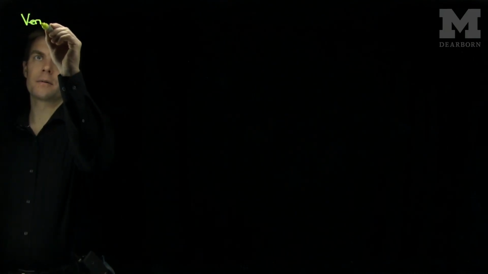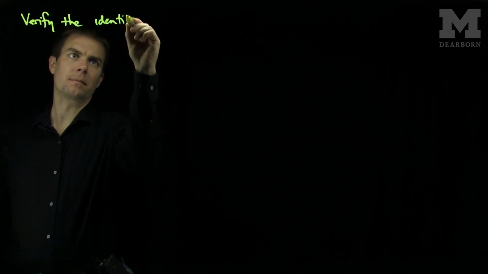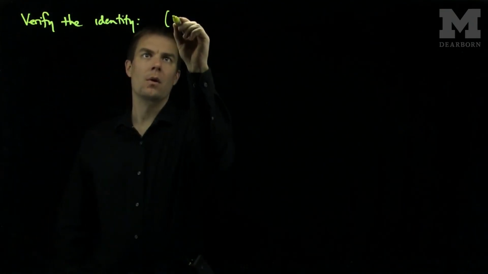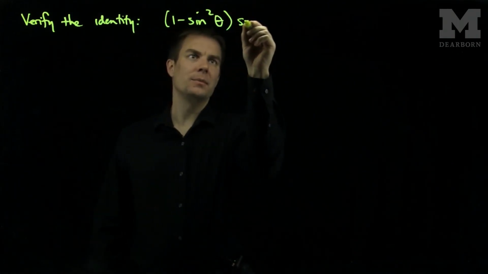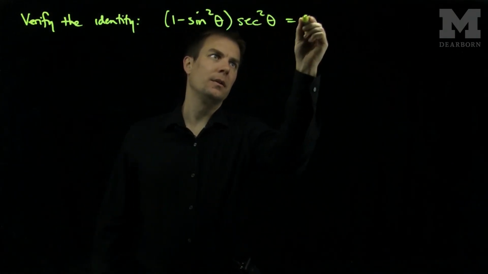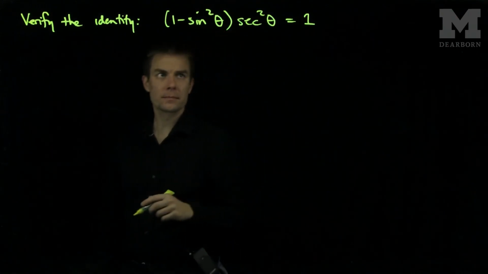In this video, we'll see two examples of verifying trigonometric identities. First, let's verify the identity: 1 minus sine squared theta times secant squared theta is equal to 1.